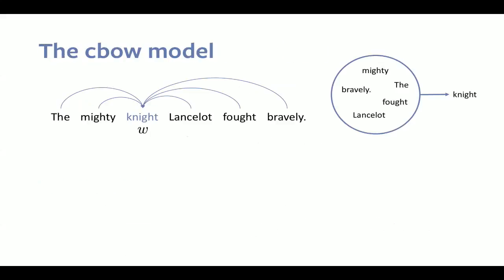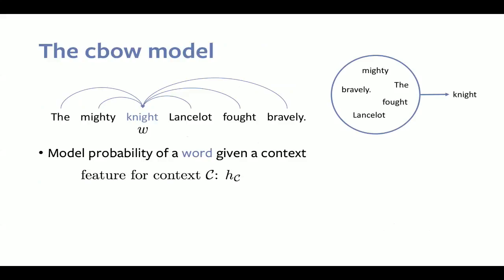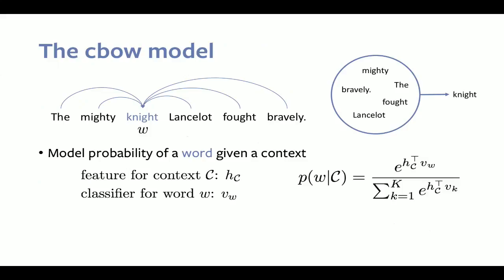So now, just quickly, the cbow model. cbow is the other way around. You're given a context, and you want to predict the word in the middle. So we want to model the probability of a word given a context. So you have a feature for the context, HC, so I don't call it X, I call it H. You have a classifier for word W, VW, and then you model the probability of the word given the context exactly as before. But what is HC?